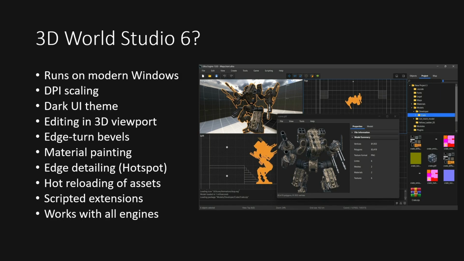3D World Studio 6 would support hot reloading, which if you're accustomed to LEDWorks and Ultra is nothing new, but 3D World Studio 5 did not have this. It would have a scripted extension system, and it would work with all engines because I can just make it export a GLTF, FBX, OBJ, whatever file format, which is pretty easy to do. And pretty much all of this work is already done, because what I'm describing is the editor that we have in Ultra. Exactly.